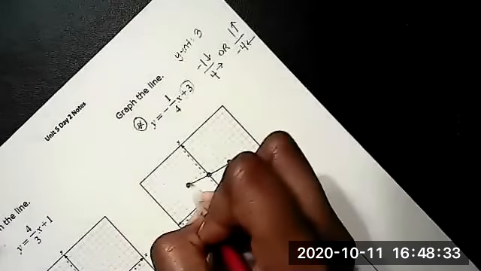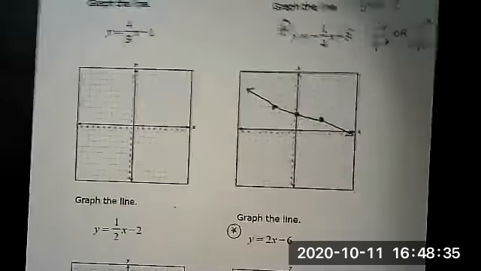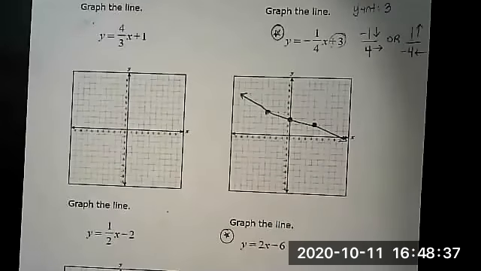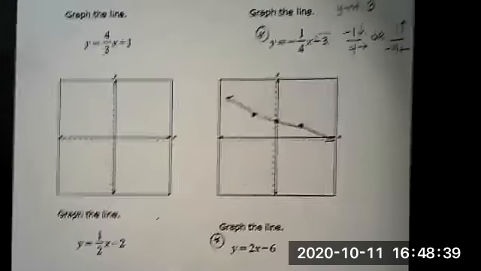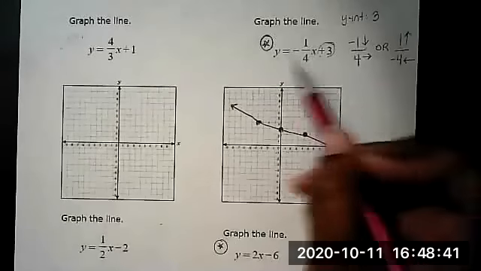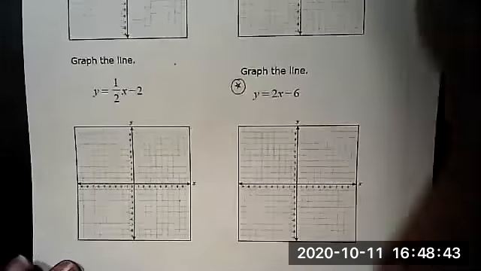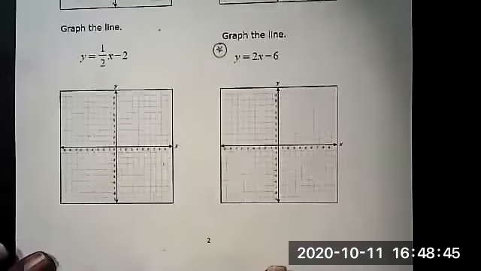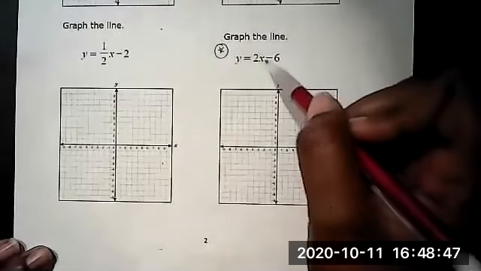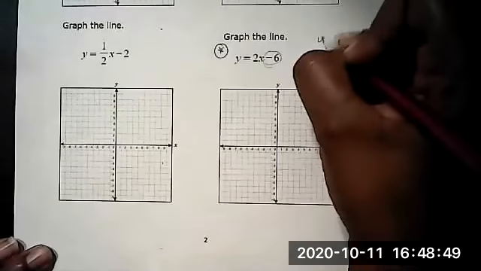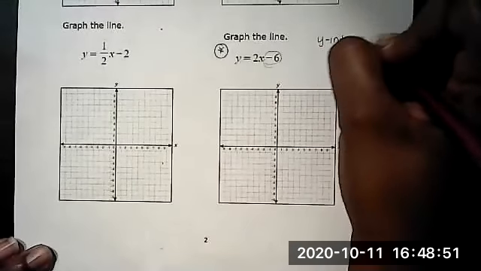So now, let me try to draw a straight line freehand. Looks a little crooked, but that's our graph for this equation. All right, next, okay, same thing. The y-intercept is here. Our y-intercept is -6.